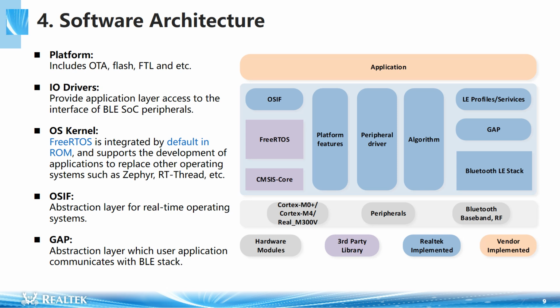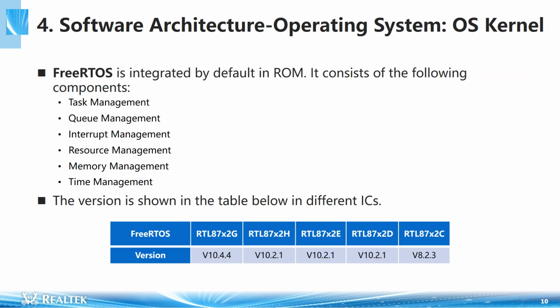OSIF, abstraction layer for real-time operating systems. GAP, abstraction layer through which user applications communicate with the BLE stack. Due to the different production times of different ICs, the versions of FreeRTOS integrated by default in the ROM may vary. Detailed information is shown in the table below.